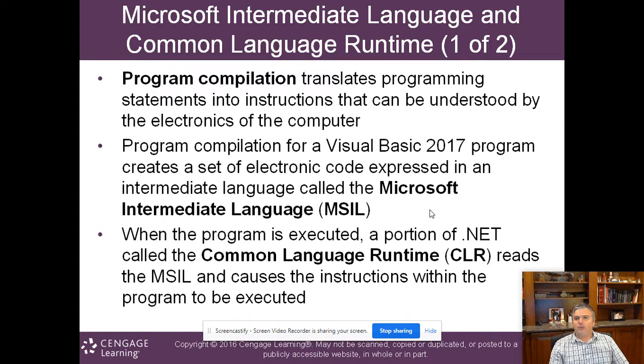So the Microsoft Intermediate Language and Common Language Runtime, this is all stuff that kind of happens in the background. When you create that executable file, when you're done with your program, you click run, it creates an executable file. But in the background, it's doing a little more than just creating a file. When you click that button, it creates a set of electronic code expressed in intermediate language called Microsoft Intermediate Language, or MSIL. When the program is executed, a portion of the .NET framework called the Common Language Runtime reads the MSIL and causes the instructions within the program to be executed. Like I said, this all happens in the background. You don't even know what's happening, but it's kind of nice to know exactly what the terminology is. You'll never have to worry about it, hopefully, but the terminology is there.